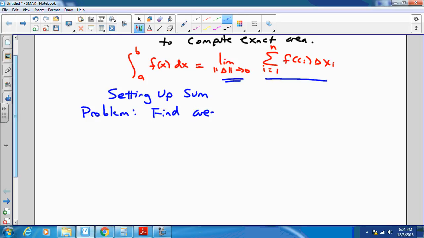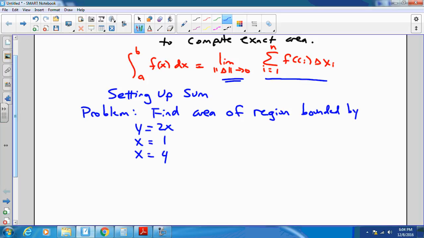Find the area of the region bounded by y equals 2x, the vertical line x equals 1, the vertical line x equals 4, and the x-axis. Just to see what we're talking about, here's y equals 2x, no particular scale implied, and the region that we're looking at is this region R right here.